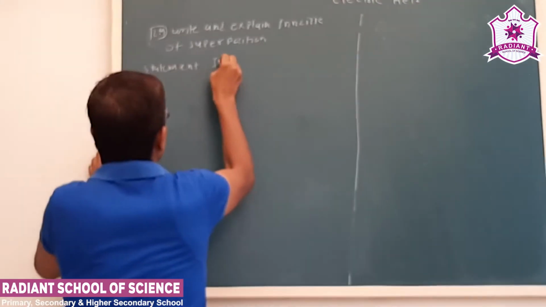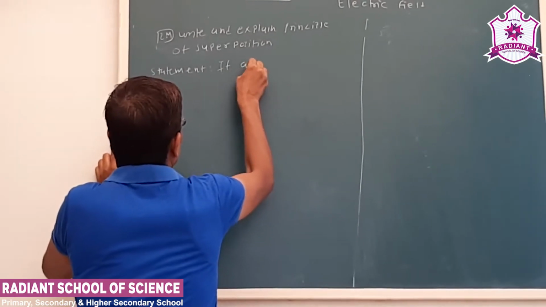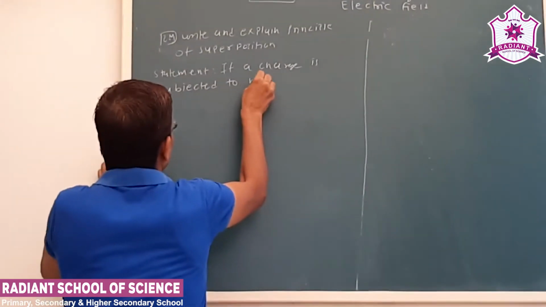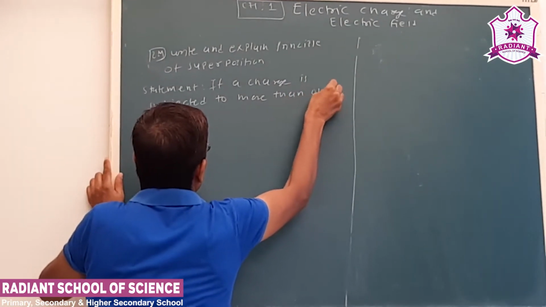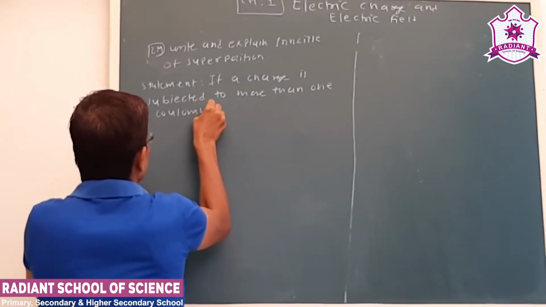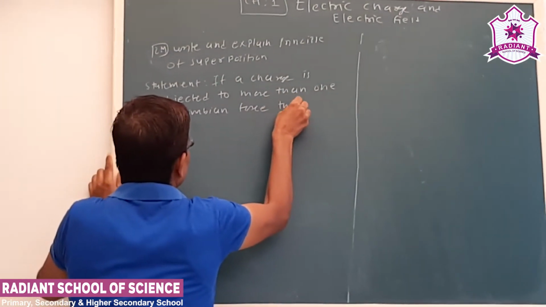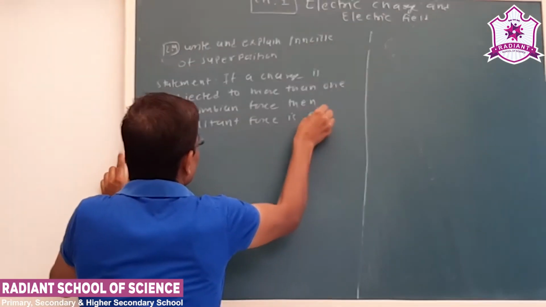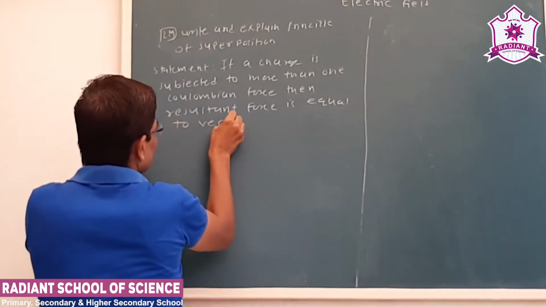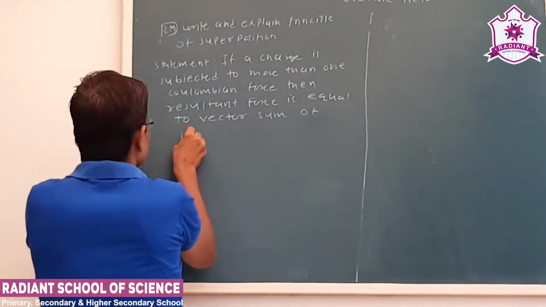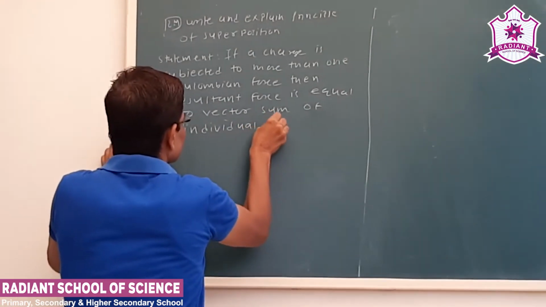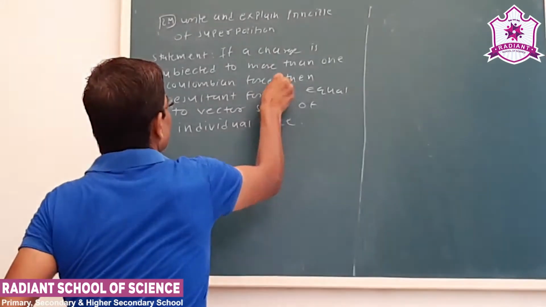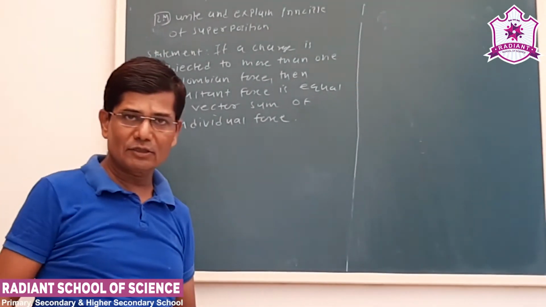If a charge is subjected to more than 1 Coulombian force, then the resultant force is equal to the vector sum of the individual forces.